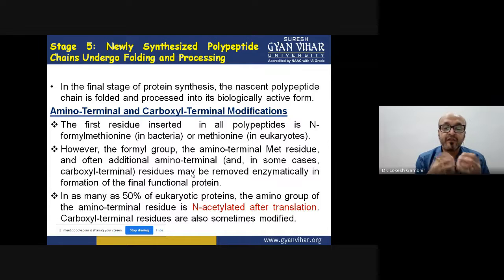See, modifications in terms of acetylation. In almost 50% of the eukaryotic proteins, you will see that the amino terminal of the polypeptide chain is always acetylated. The acetyl group is attached after translation, resulting in the modification of the protein. When the final functional protein, after the three-dimensional conformation has taken place, then in the majority of cases the N terminal is acetylated, whereas in prokaryotes it was formylated.